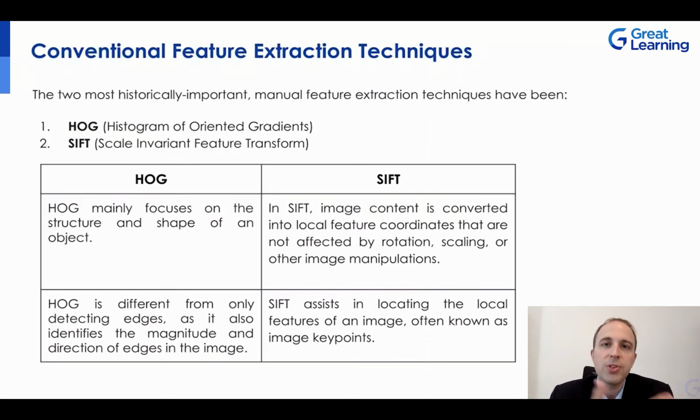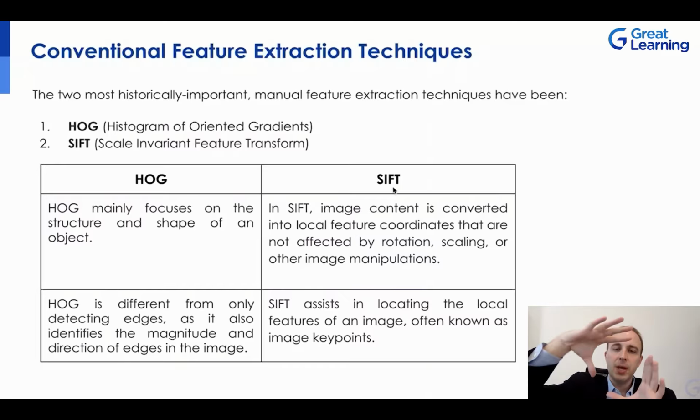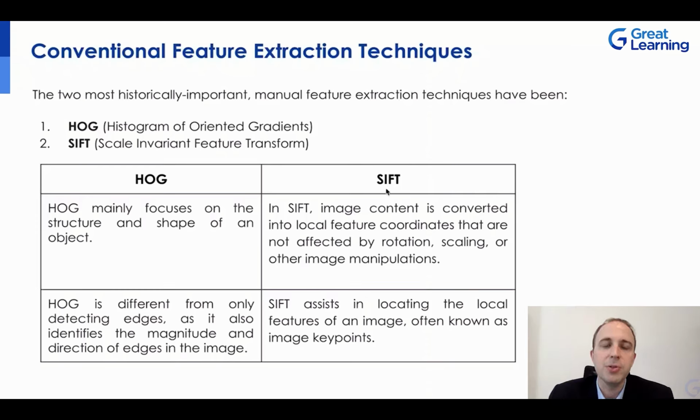Both of these are ways to simplify an image and boil it down to just features instead of all these different pixels. You can see this comparison here. HOG is interested in structure and shape. SIFT is looking at the coordinates of the most interesting parts of the image. And SIFT is really flexible in the sense that even if you rotate your image or make your image bigger, SIFT is going to give you the same results. With HOG, that's not true.